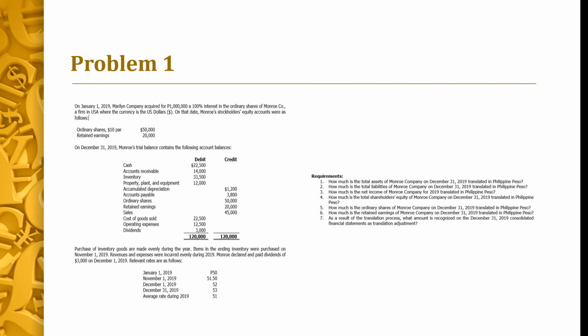Okay. Now, Monroe declared and paid dividends of $3,000 December 1, 2019. Relevant exchange rates are as follows. Ayan. Take note nyo yung mga exchange rates natin. Gagamitin natin yan to answer these different requirements. There will be 7 requirements. Okay? Sige. So, let's answer them one by one.